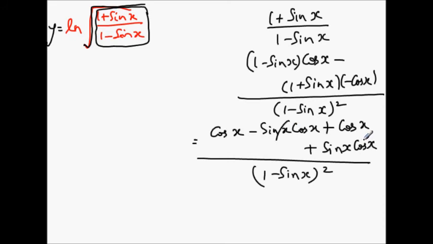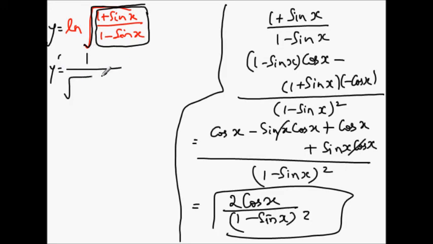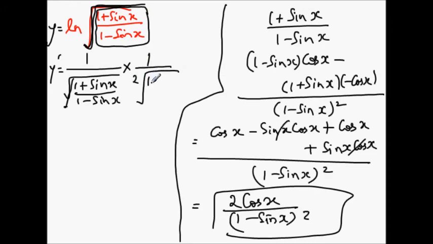Okay, so the things that cancel are these two. So 2 cos x divided by (1 minus sin x) the whole square. This is what we'll be using later. Now coming to this side of the question, ln of 1 over root of (1 plus sin x over 1 minus sin x). The root is for everything. Times, for the square root, 1 over 2 root of whatever is inside, just put them in.